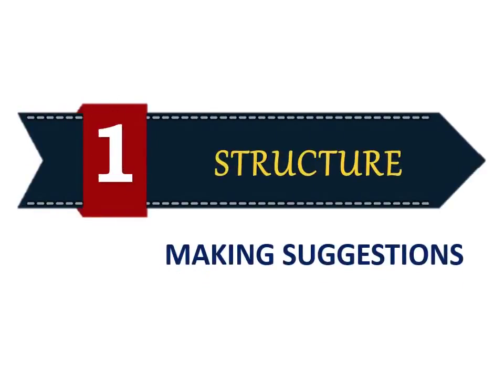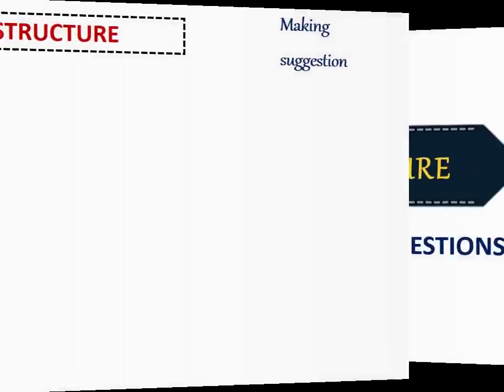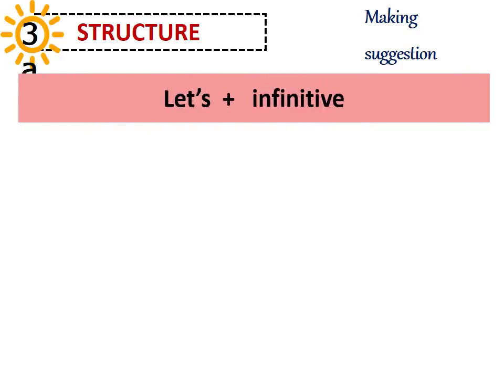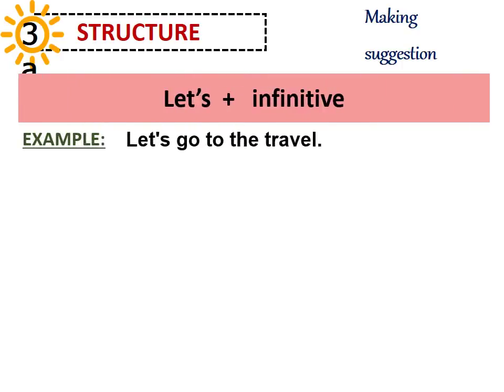So now let's move to the new structure. Making suggestions. It means giving advice to people. We have 3 ways to make suggestions: affirmative and questions. The first one is let's plus infinitive. For example, let's go to the travel. Repeat after me. Let's go to the travel.